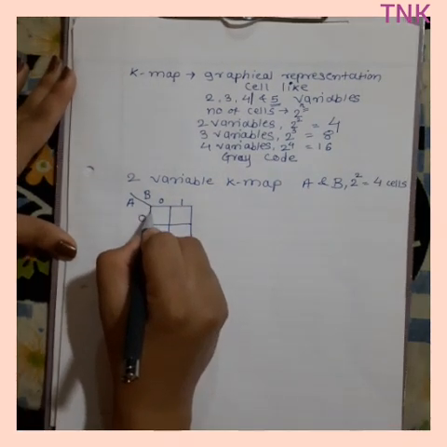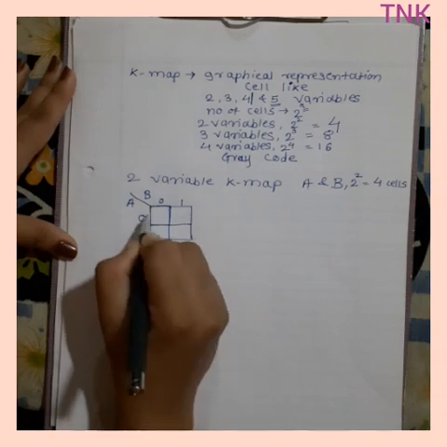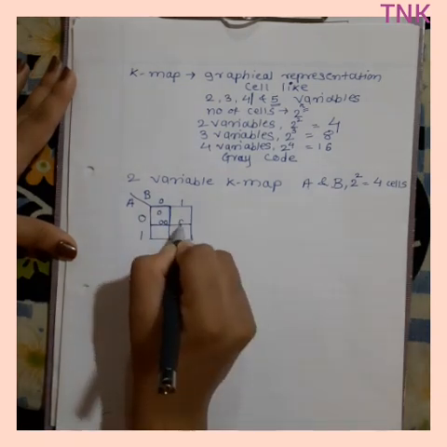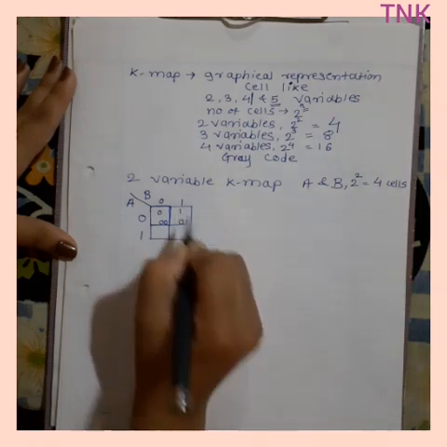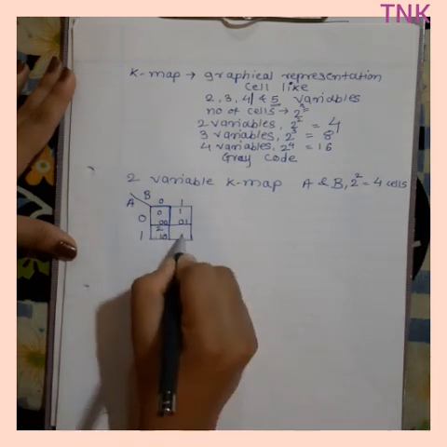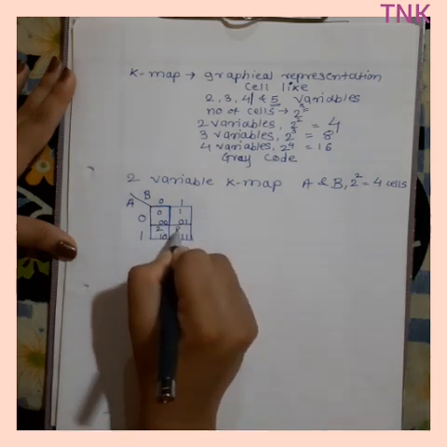Now let's identify the value of each cell. So A0, B0 is 0, A0, B1 is 1, A1, B0 is 2, A1, B1 is 3.